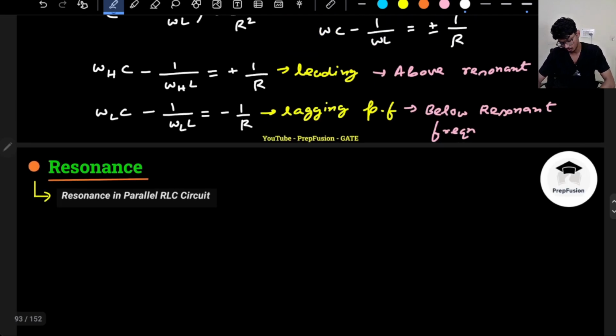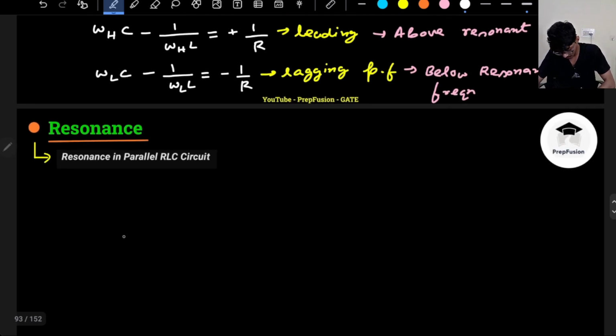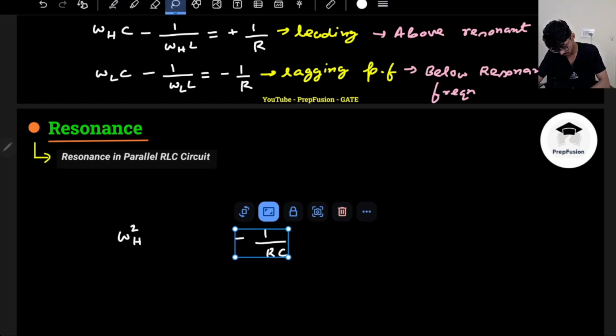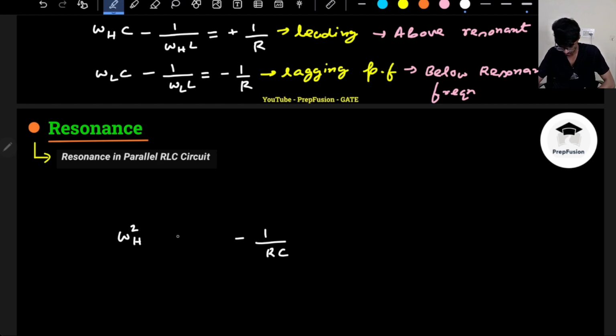So let's first find out the omega H. Again, it is a quadratic equation, so this will be omega H whole square minus omega H by R C, okay, omega H by RC, so this will be here only.